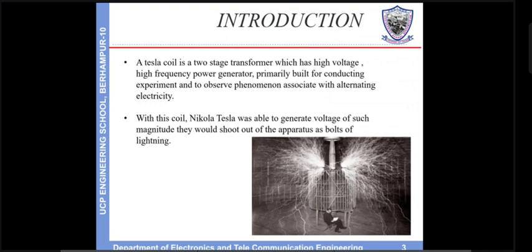The Tesla coil is a high frequency power generator primarily built for conducting experiments and observing the phenomenon of AC current. With this coil, Nikola Tesla was able to generate a high amount of current with a magnitude that shoots out high bolts of lightning.